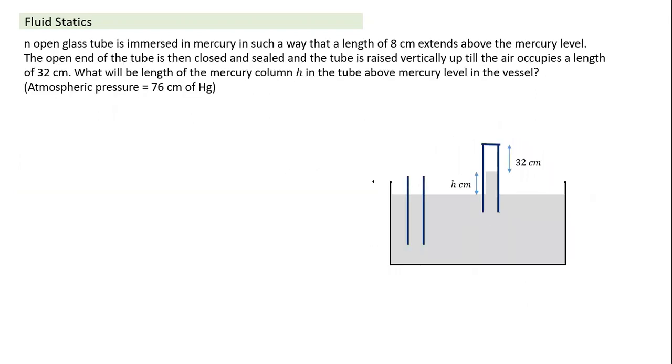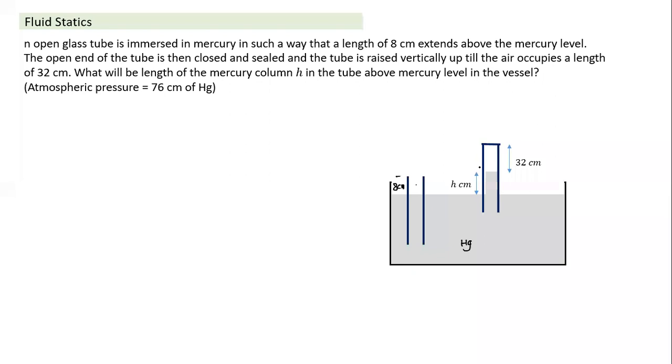And this is also another good question, so just try to understand what concepts are involved here. An open tube is immersed in mercury. So this is mercury here. We immerse an open tube in such a way that 8 centimeter extends above the mercury level. So how much is the height above the mercury level? This is 8 centimeter. And after that, the tube is closed and sealed from the top. When we seal it, the top becomes airtight. So there are some air molecules trapped inside this volume here, and initially they were at atmospheric pressure.